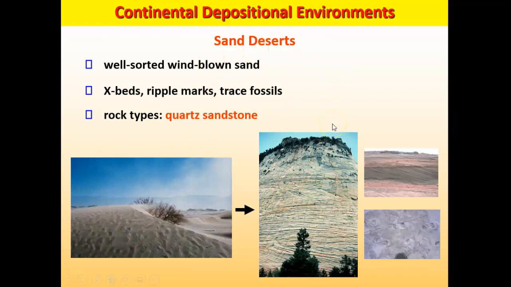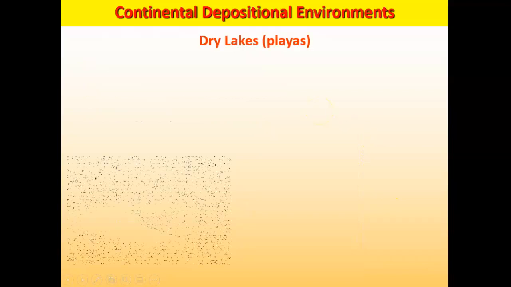And of course, mostly quartz sandstone. So we don't get muds here. We don't get big gravels because wind is a great sorter of material. And so we just get the sand size things there. We should see big crossbeds, maybe some trace fossils, but large crossbeds greater than a meter is usually a good indicator you have a desert environment.